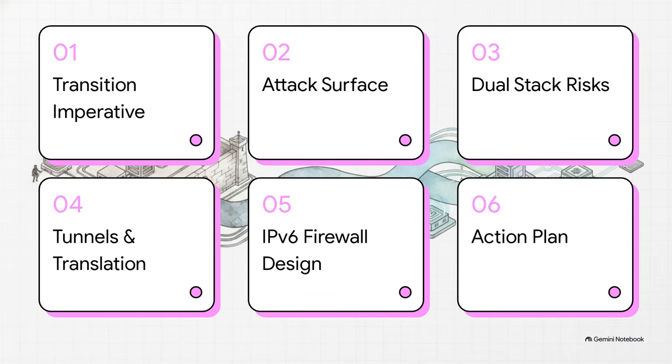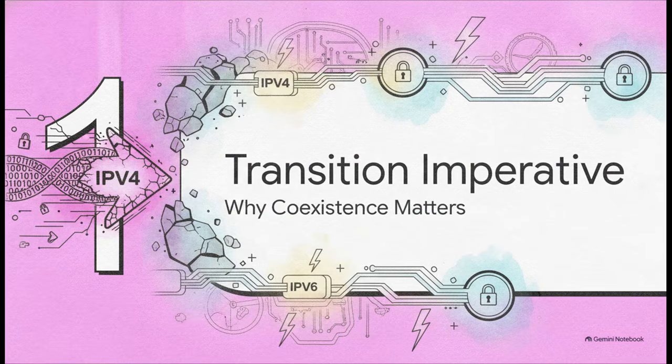1. The transition imperative. 2. The coexistence attack surface. 3. Dual-stack security risks. 4. Tunneling and translation risks. 5. IPv6 firewall design. And 6. The architect's action plan.